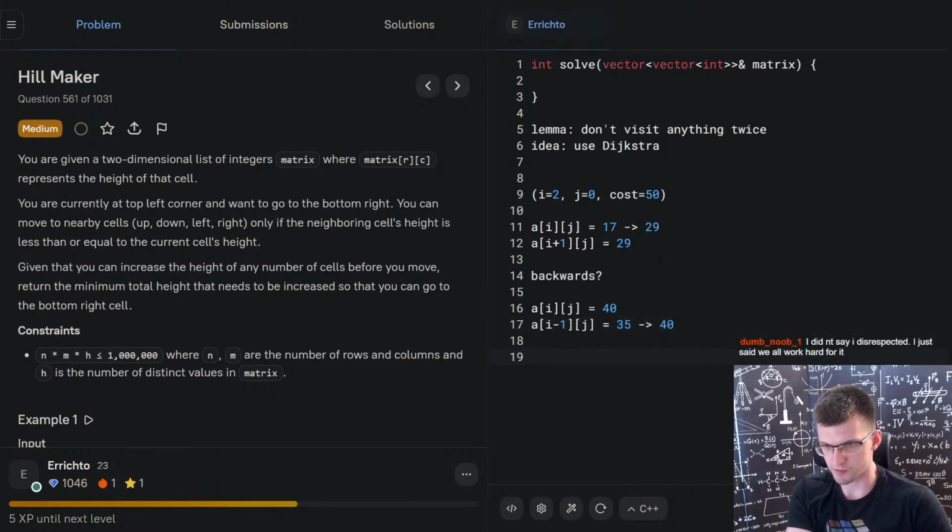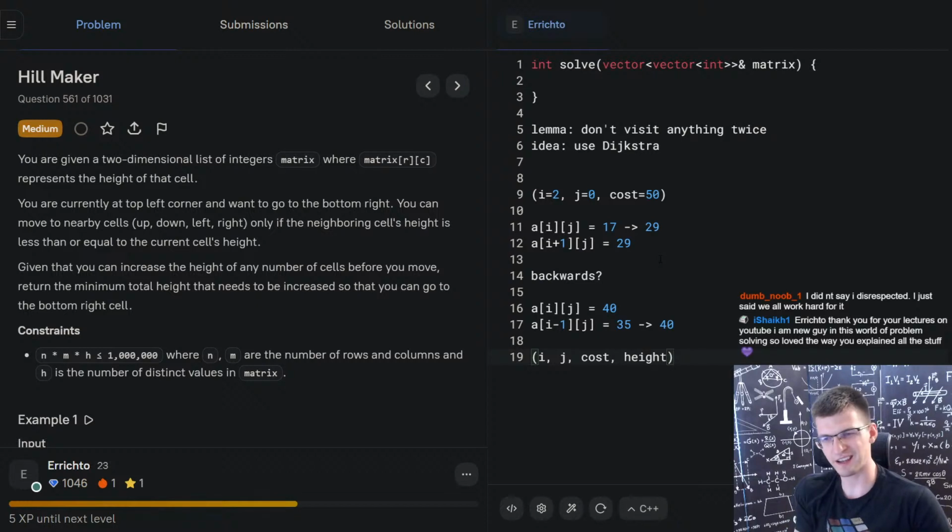But still we will have ij cost so far, but it seems that we need the current height. Those are two separate things. It's not that I maximize just one of them or minimize the other. There will be some trade-off of what's the total cost so far and what's the height of this current cell.